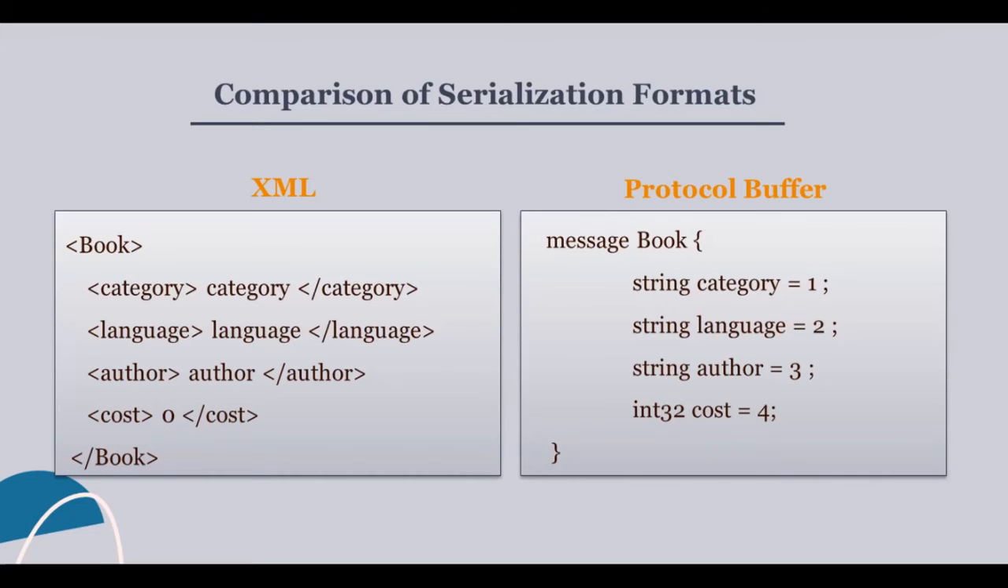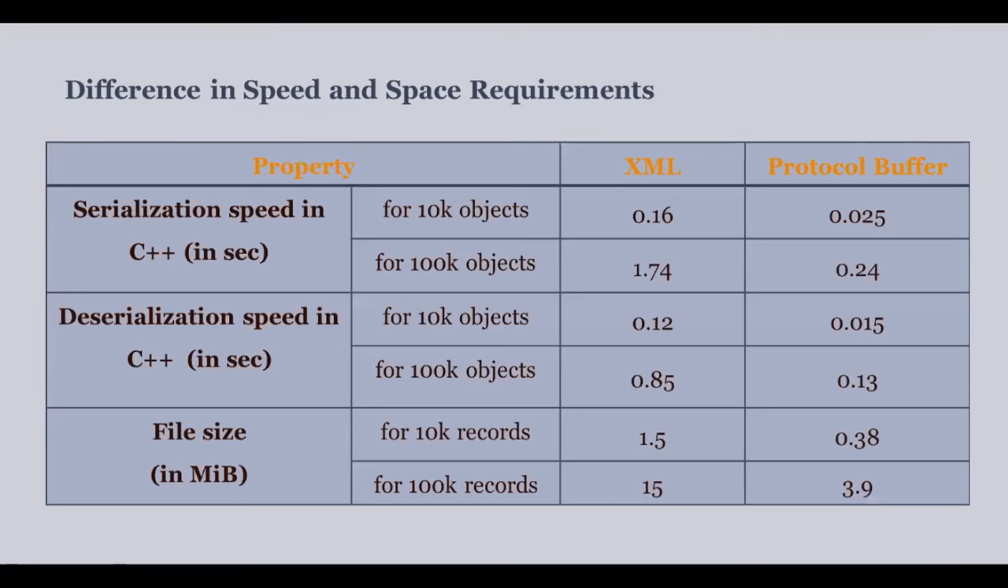represented in this manner. XML uses a hierarchical structure, whereas protocol buffer uses a message structure. To compare the speed of serialization and deserialization in XML and protocol buffer, it is clearly visible that protocol buffer takes very little time as compared to XML for serialization as well as deserialization. And if we compare the space requirement for XML and protocol buffer, XML takes lots of space to store the same amount of information as compared to protocol buffer. So protocol buffer is a very suitable choice for our vehicle applications.